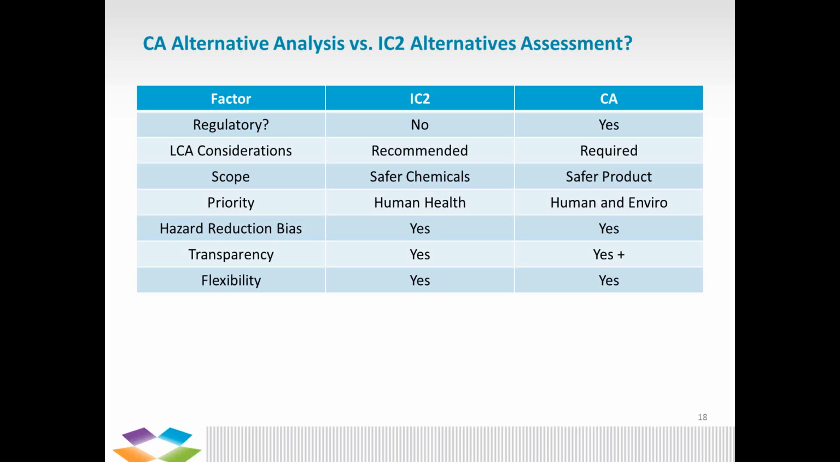IC2, that module is a recommended module, but it's not required to go through the IC2 process. Again, our scope is very broad because IC2 focuses primarily on safer chemicals, and while you get into our process through safer chemicals, the way you improve your product may include other things besides chemical substitution, such as design changes. Another interesting thing is that the framework for the IC2 guide is largely driven by human health as a priority, and our process accounts for both human and environmental impacts.